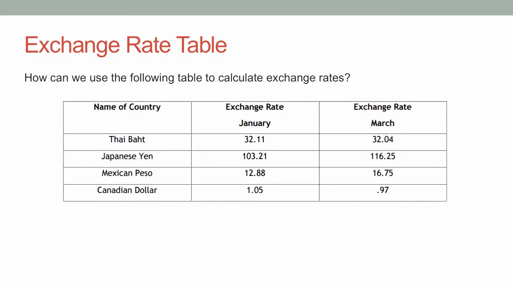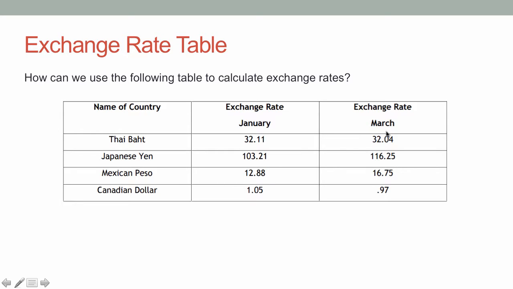All right, so coming back after that video, let's do some examples. Let's start using some math to think about exchange rates. Here's a table showing exchange rates for January for the Thai baht, the Japanese yen, the Mexican peso, and the Canadian dollar. We can see that in January, this was the exchange rate in relation to the US dollar.